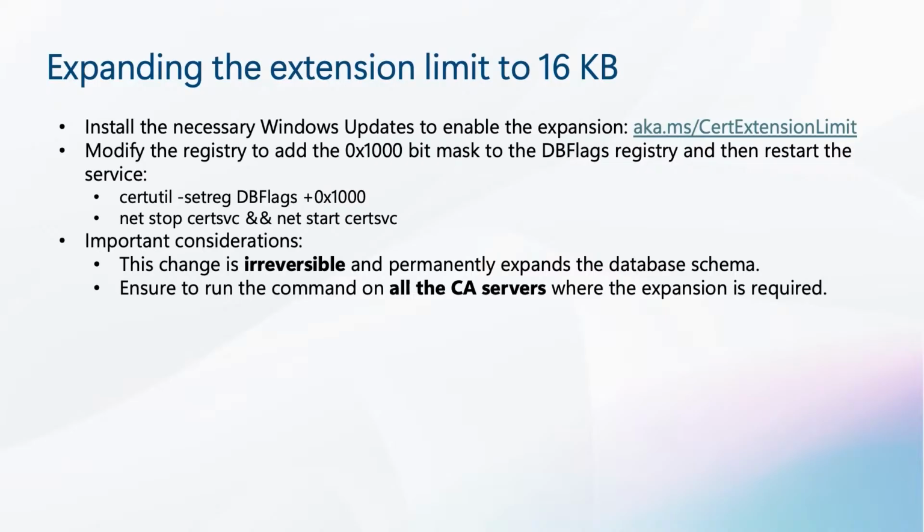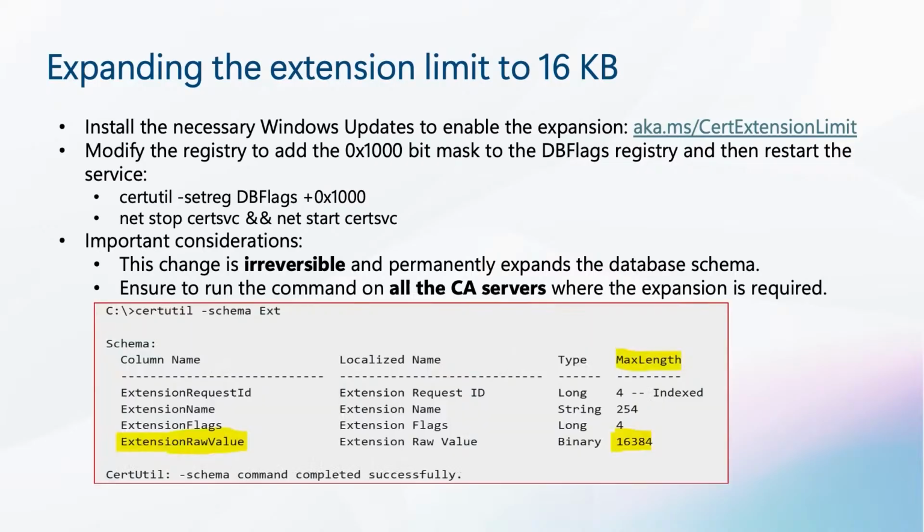And once enabled, you will see that the extension raw value has now increased from 4096 bytes to 16384 bytes, as shown in the certutil output. This unlocks support for more complex scenarios without hitting that restrictive size ceiling.